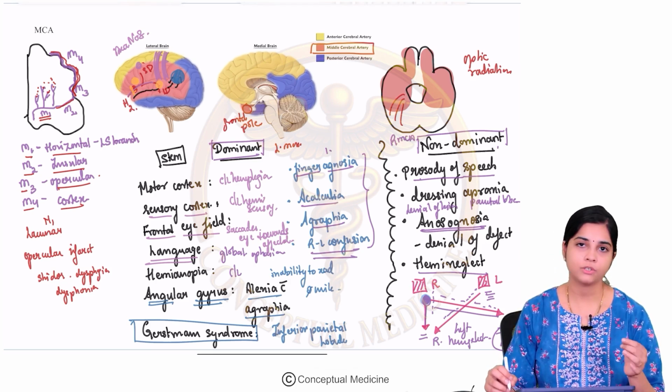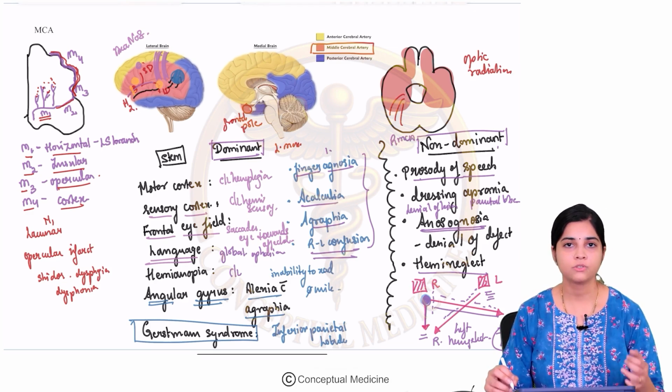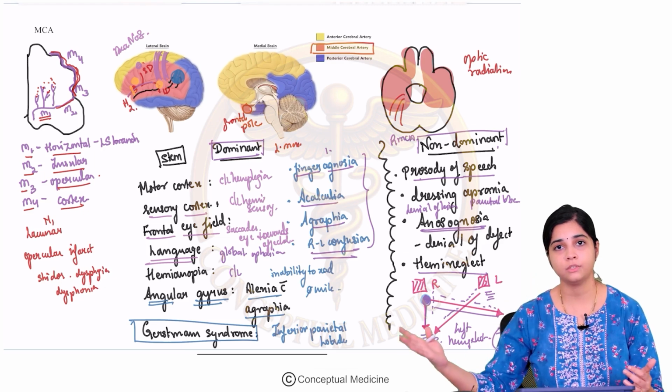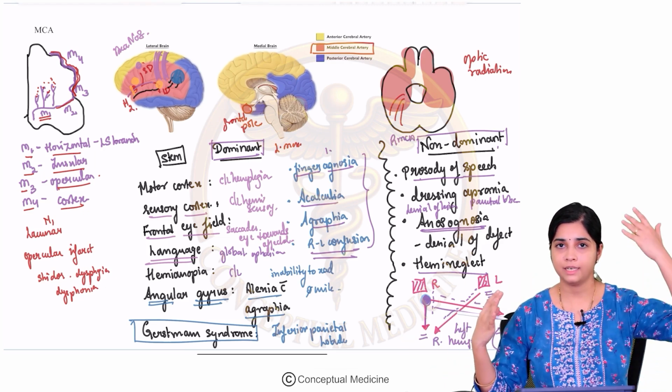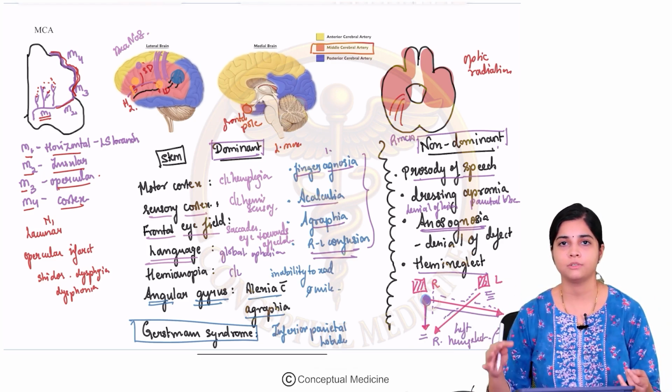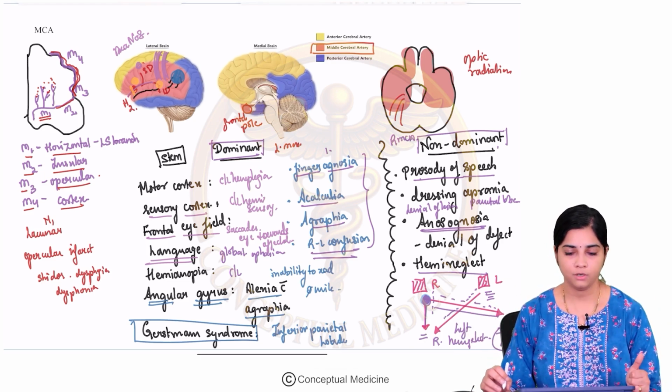So, clear, this is your concept of hemineglect. In a hemineglect, how will the patient be? The patient will have gaze preference. He keeps looking to this side because he is neglecting this half of the body. He keeps looking to this side. That is your hemineglect. Okay.